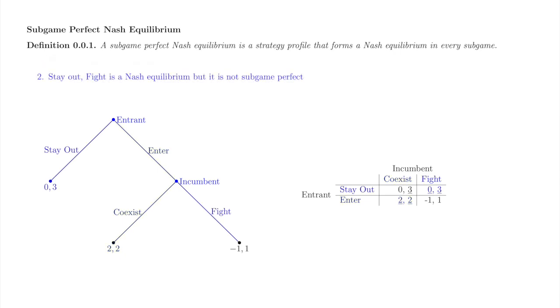On the other hand, here is stay out, fight, marked in blue. Again, we know from the previous video that these strategies form a Nash equilibrium. However, they do not form a subgame-perfect Nash equilibrium, because fight is not a Nash equilibrium in the incumbent's subgame. Our rejection of this Nash equilibrium because the incumbent's threat to fight is not credible amounts to rejection because the equilibrium is not subgame perfect.